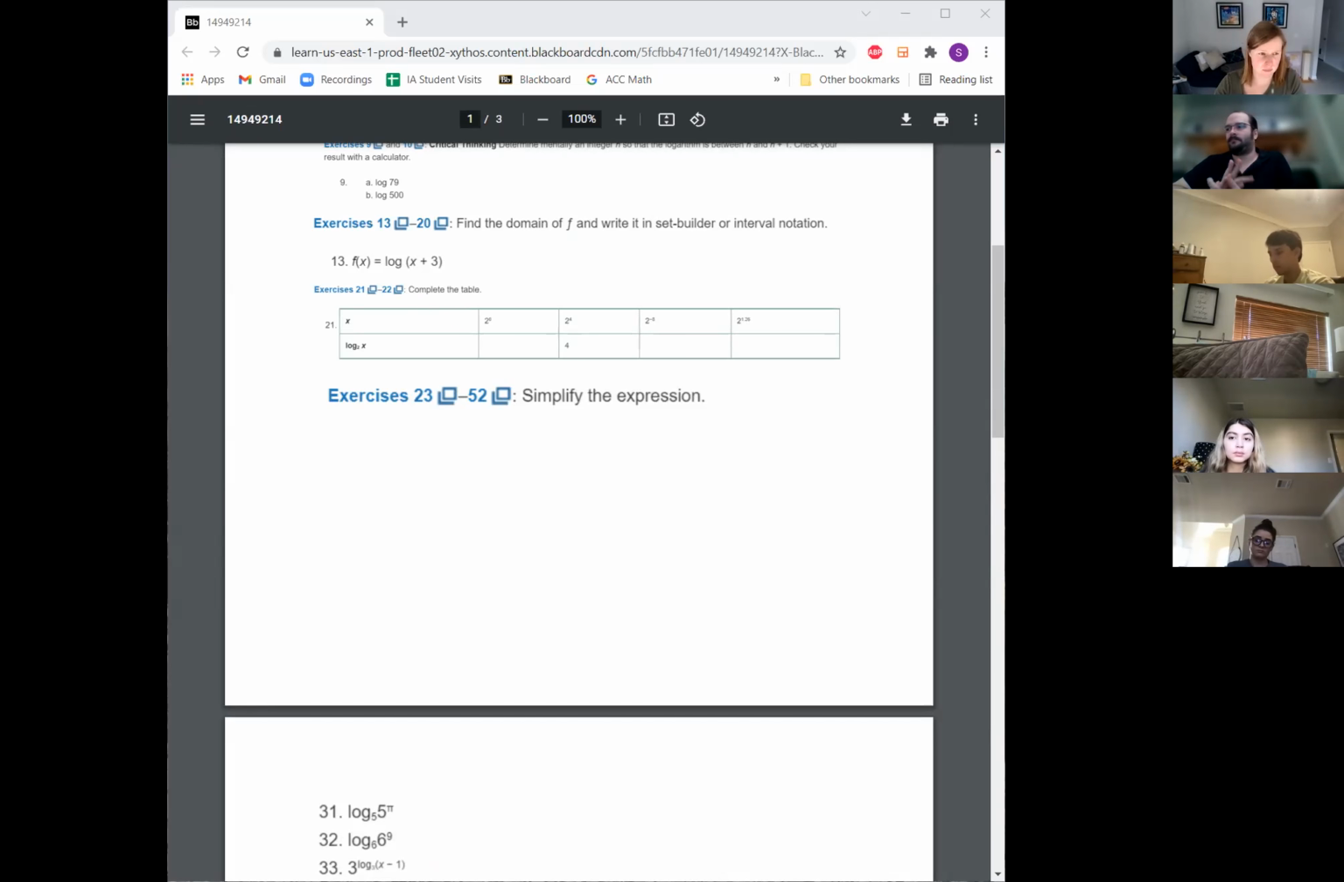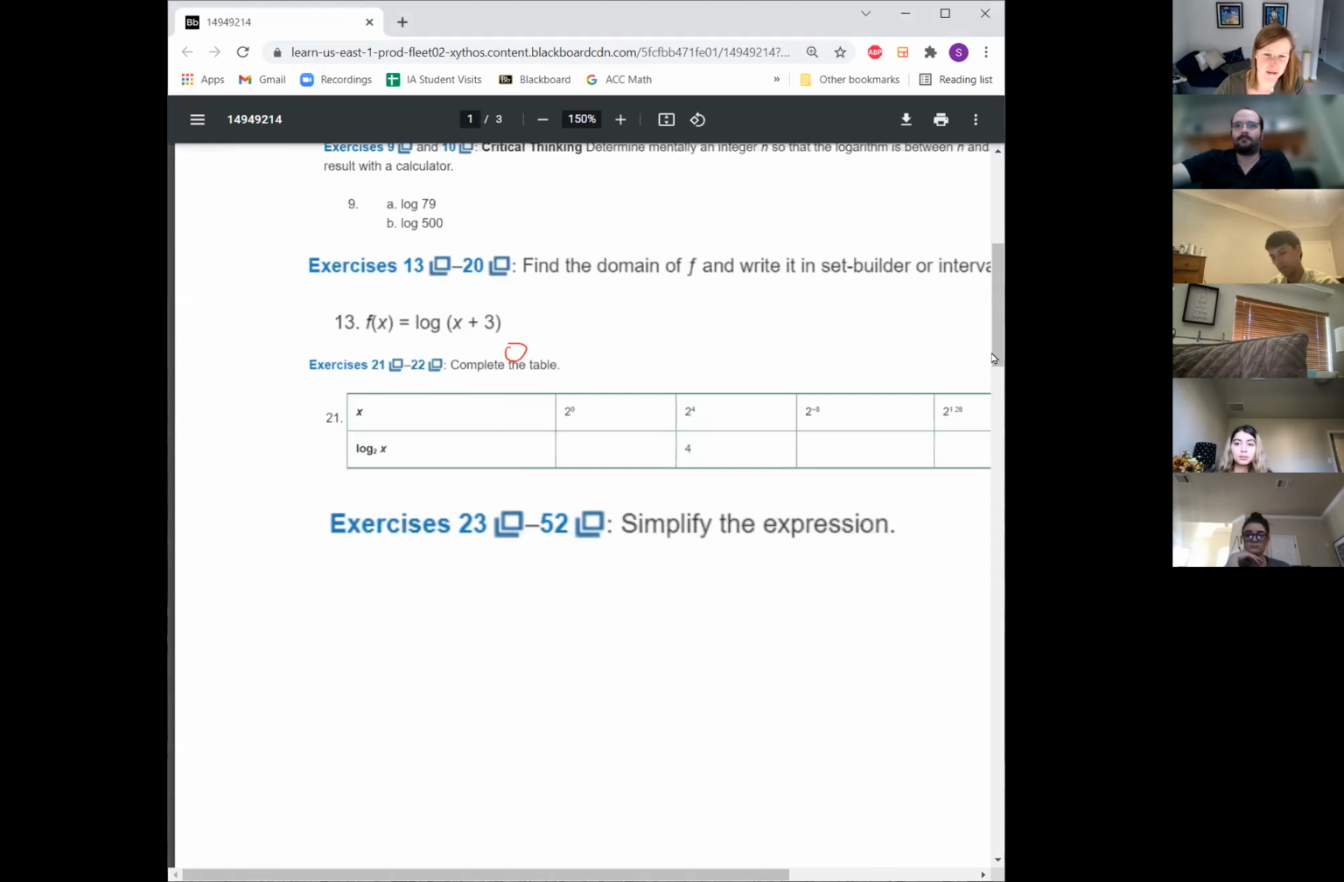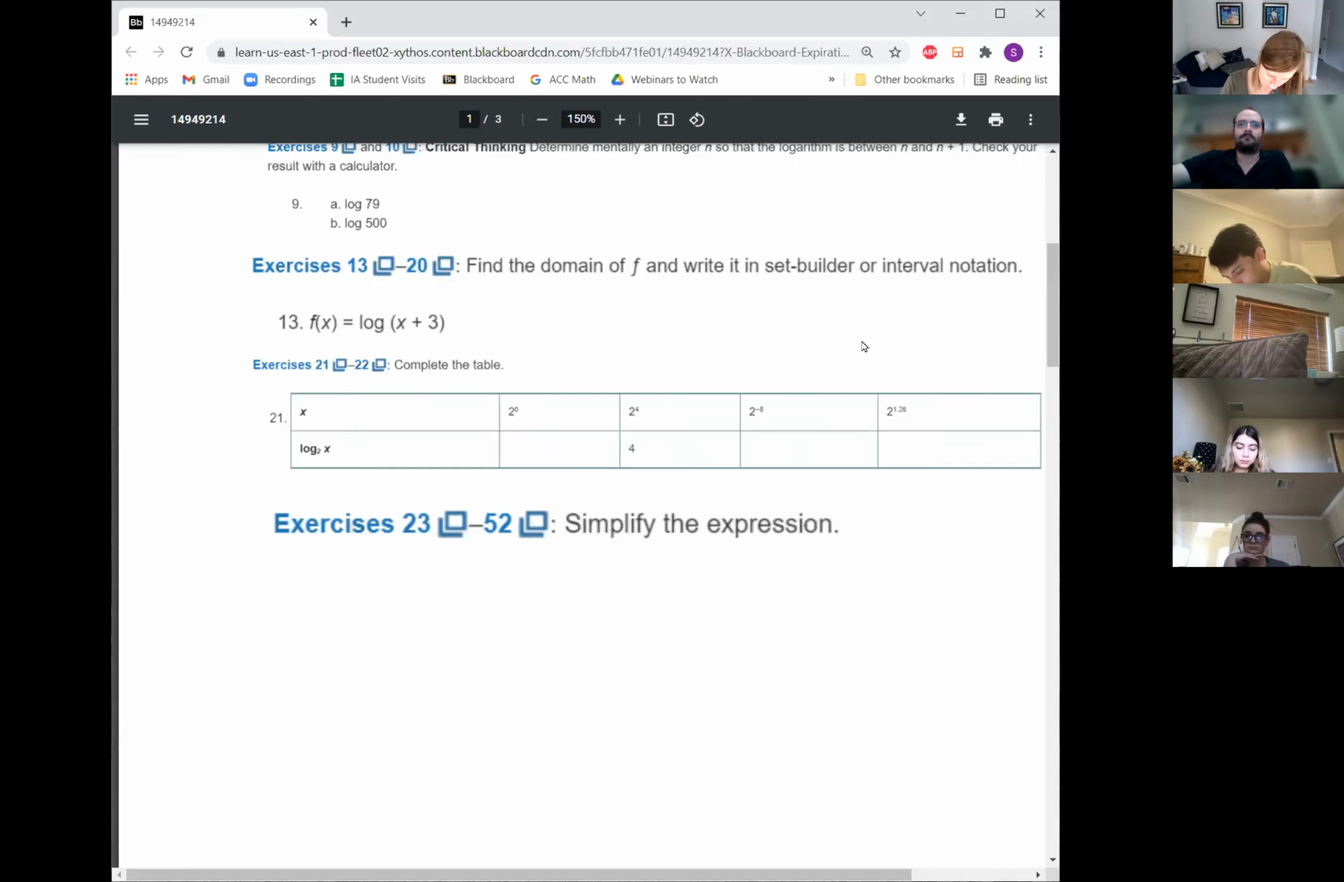So for the first one, where x was 2 to the power 0, I got 0. And then for the next one, sorry, it's really small, I know. I'm going to zoom in a little bit. Looks like it's a -8 exponent. So for that one, I got -8. And then for the 2 to the power of 1.26, I got 1.26. Okay. All right, cool.